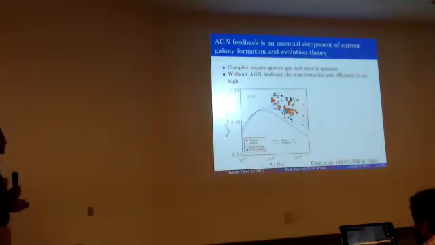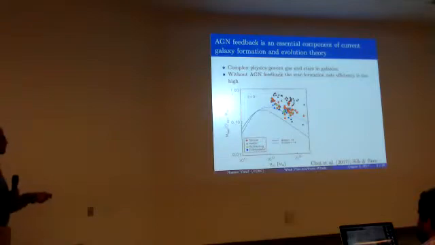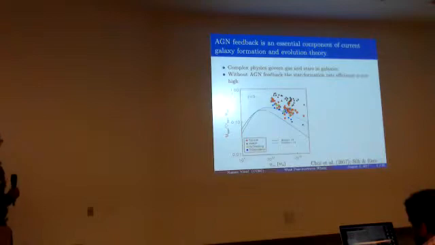So here I'm showing the virial mass versus the stellar mass to baryon mass ratio from a simulation by Choi. Her run without AGN is shown in black, and her run with AGN feedback is shown in red, and the lines here show you the abundance matching, and her simulations agree better with the abundance matching when she includes AGN feedback. So AGN feedback is an essential component of current galaxy formation models.